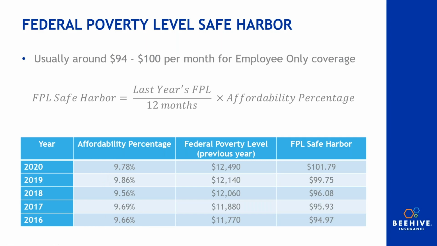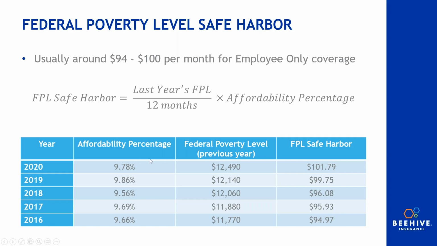So this affordability percentage does change, but for our examples, we will be using 9.5% because that is what the affordability percentage was originally set as when the Affordable Care Act was introduced. And we do use the federal poverty level from the previous year. And again, this federal poverty level is the level for a single person household. It does not account for any children or spouses or dependents.